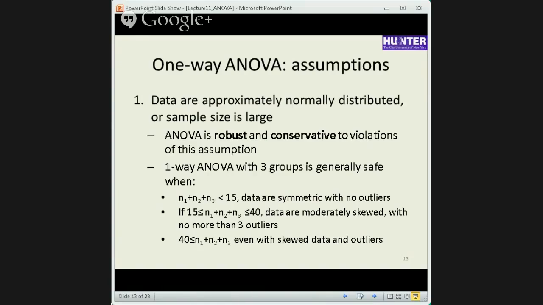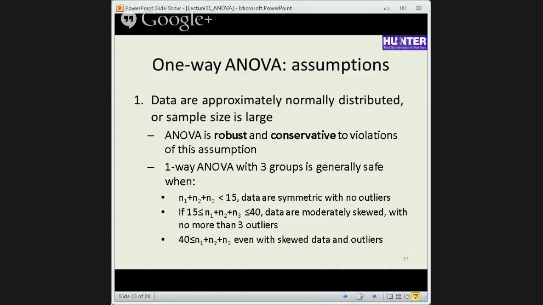Okay, the assumptions. Like with the t-tests, we make the assumption of normality, that the data are approximately normally distributed, or that we have a large sample size. Large sample size forgives all. If you have a large enough sample size, it doesn't really matter.